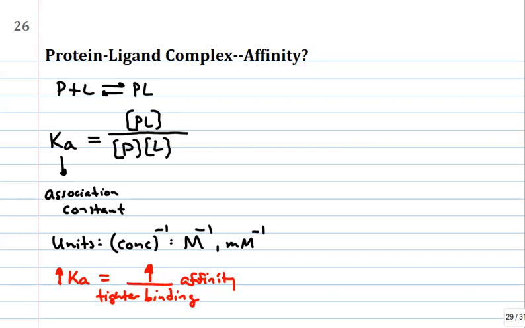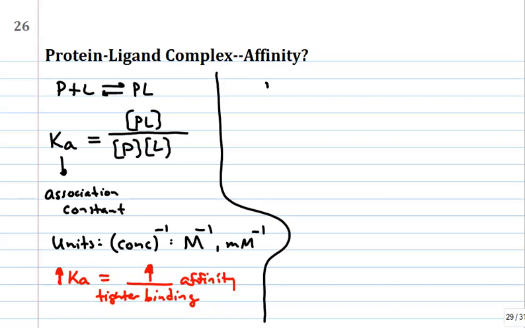Again, tighter binding just means at equilibrium the ligand is more likely to be in the complex with the protein than not in the complex with the protein. That's really what affinity means in terms of this. Now, that's association constant. Sometimes you'll see this, but most of the time we're going to talk about dissociation constant.